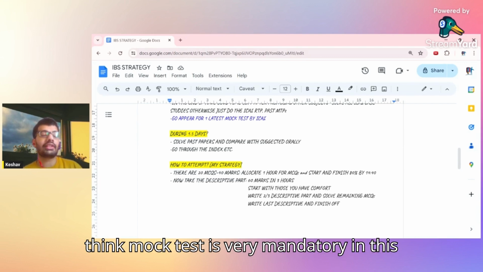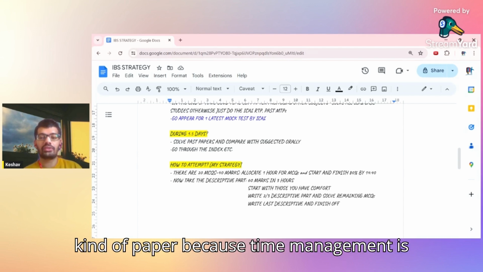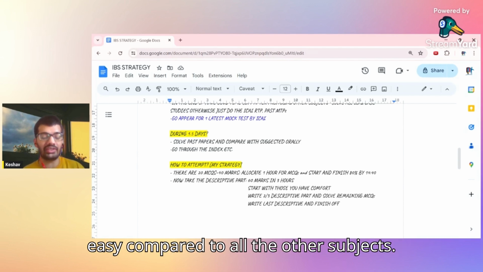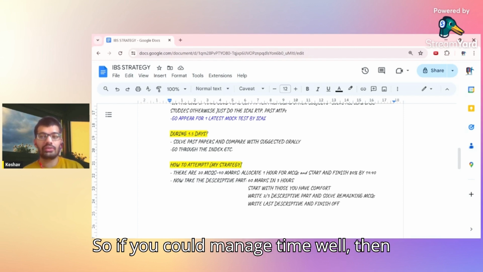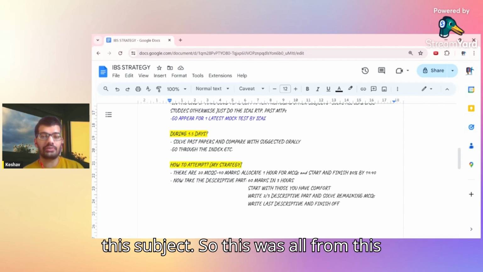So I think mock test is very mandatory in this kind of paper, because time management is the key in IBS. The paper is relatively easy compared to all the other subjects. So if you could manage time well, then no one can stop you from scoring well in this subject.